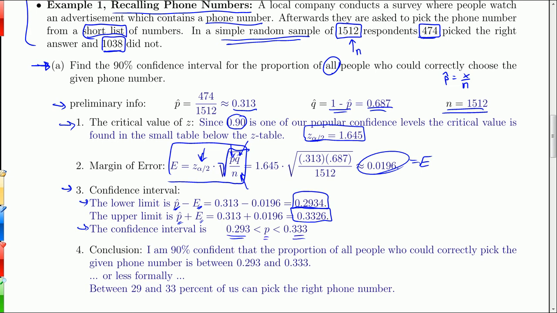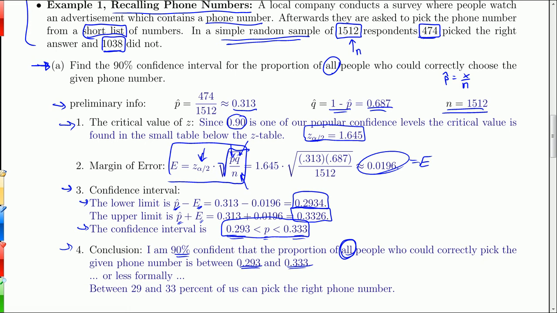We stick a p in there signifying that the population proportion, which is not known, we suspect is between these two values. Right? So the concluding statement: I am 90% confident, that's my confidence level, that the proportion of all people, not just my 1,500 that were in the sample, who could correctly pick the given phone number is between 0.293 and 0.333.